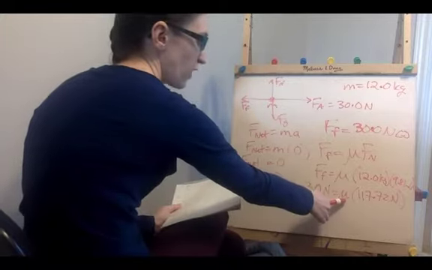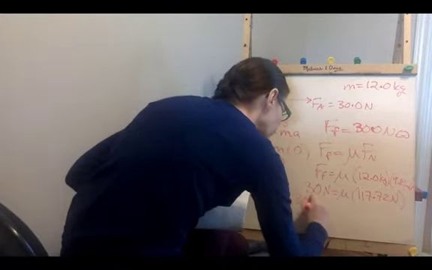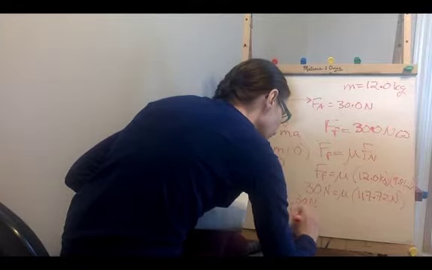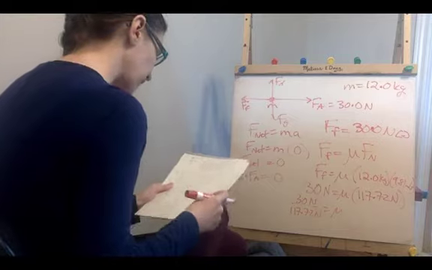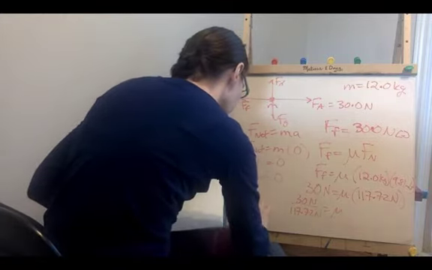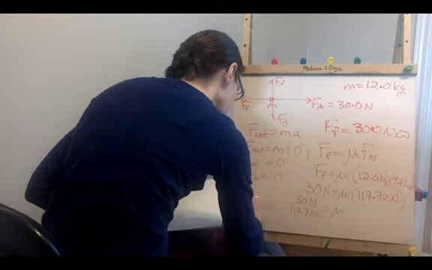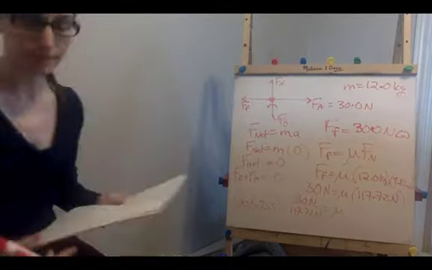To find mu, we just divide both sides by 117.72. So 30 newtons divided by 117.72, and when we do that, we get a value of 0.255. So there's our coefficient of friction.